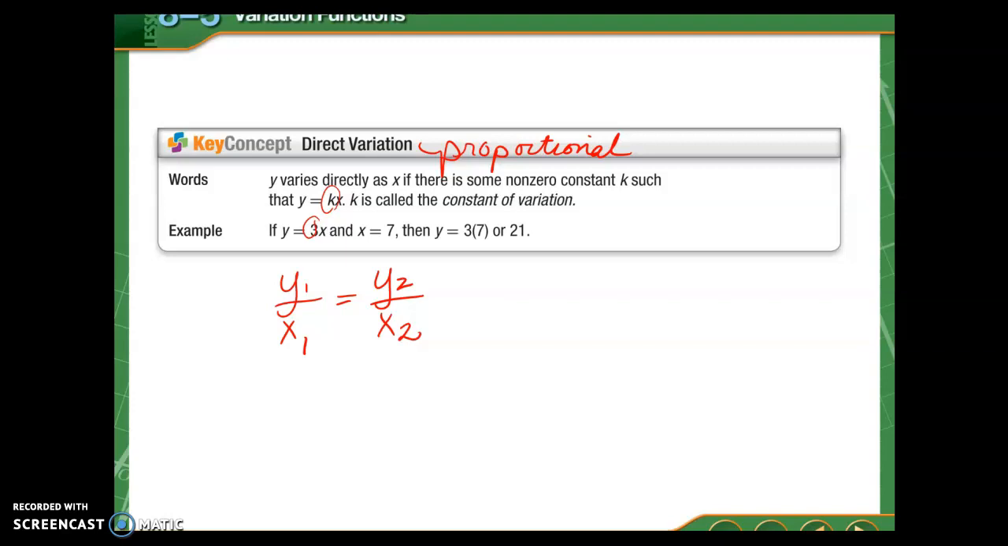I'm going to show you on this first one how to do it, finding the k, the constant of variation, or the rate of change. And remember, rate of change is the change in y over x, which is what we're seeing here. Then I will look at it the other way too, as a proportion.